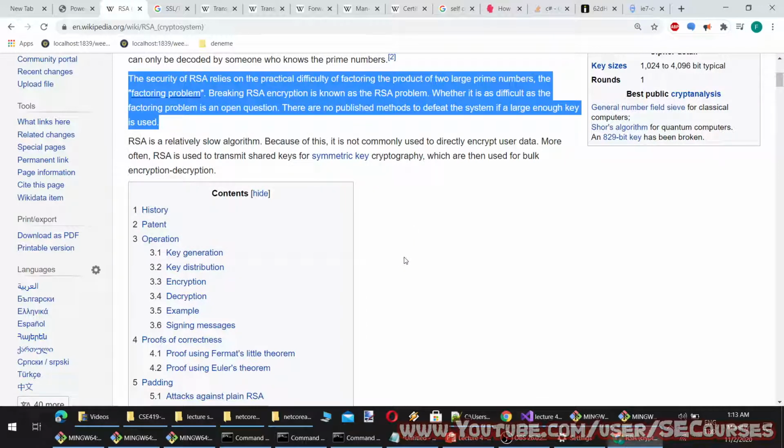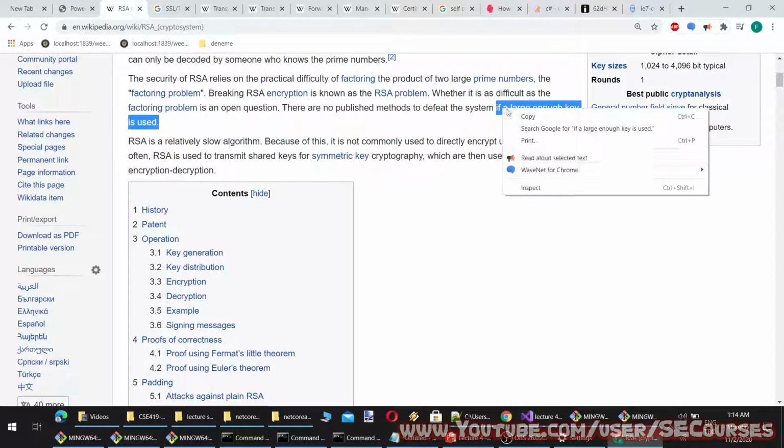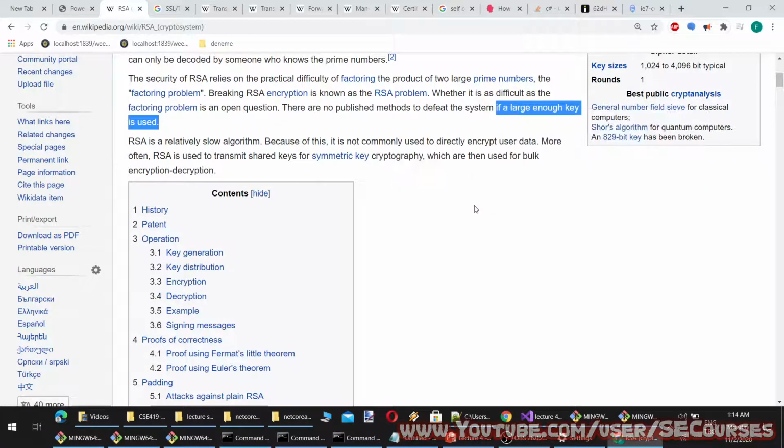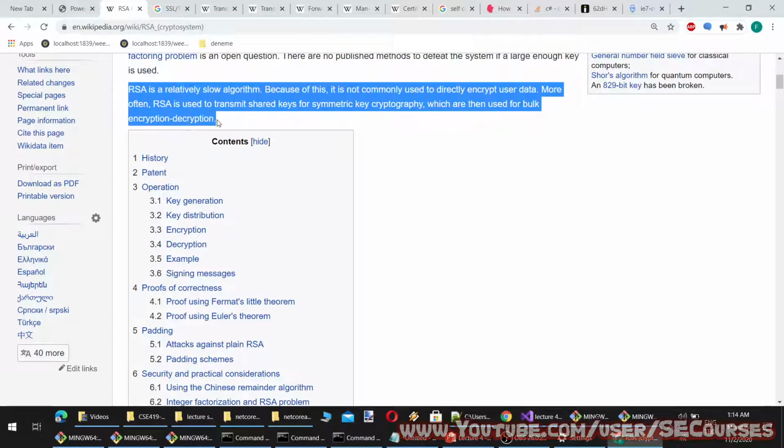The security of RSA relies on the practical difficulty of factoring the product of two large prime numbers, the factoring problem. Breaking RSA encryption is known as the RSA problem. Whether it is as difficult as the factoring problem is an open question. There are no published methods to defeat the system if a large enough key is used. Okay, this is really important: if a large enough key is used.